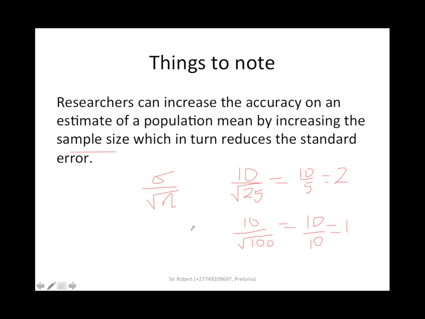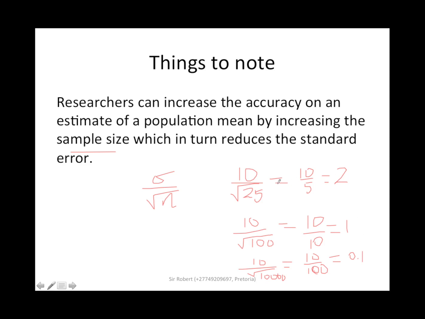So imagine if we increase our sample to 10,000. It becomes 10 divided by the square root of 10,000, which is 100. So you can see that it becomes 0.1.